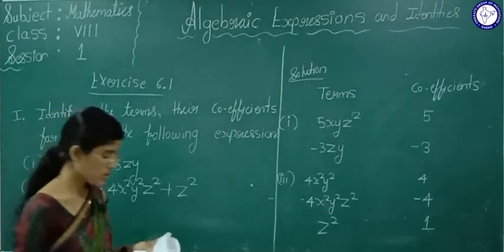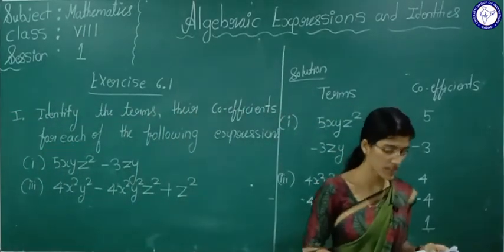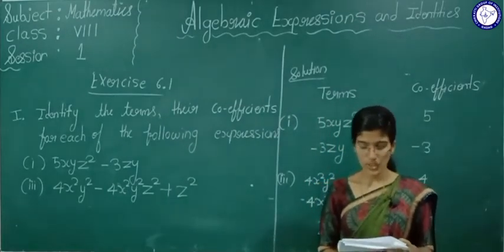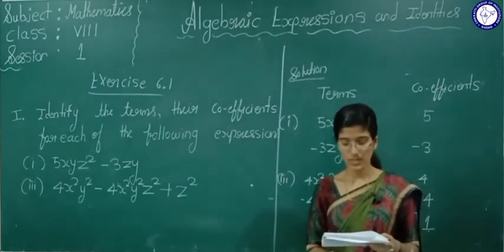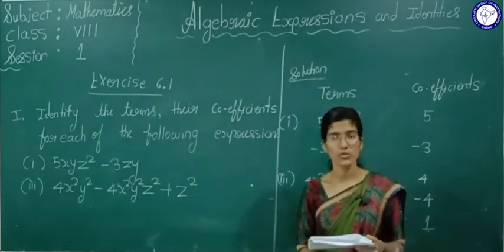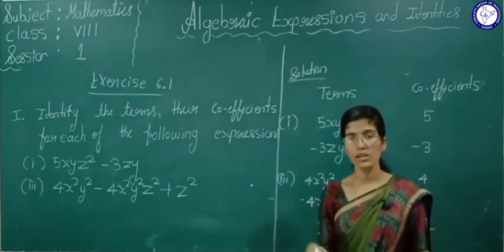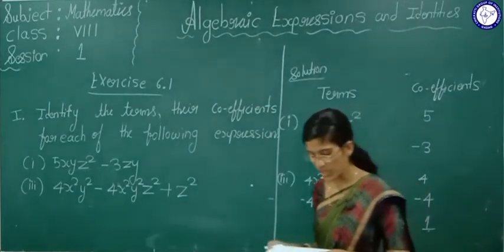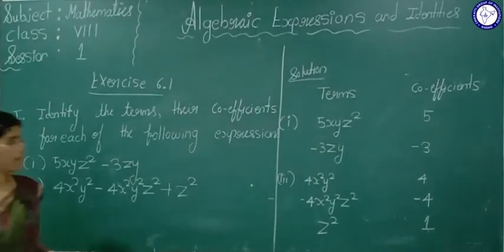Second question here in your textbook: classify the following polynomials as monomials, binomials, trinomials. Which polynomials do not fit in any of these three categories? That you have to do. You know that an algebraic expression containing one term is called a monomial, two terms means binomial, three terms means trinomial. You have to classify that. Now we will see the third one.